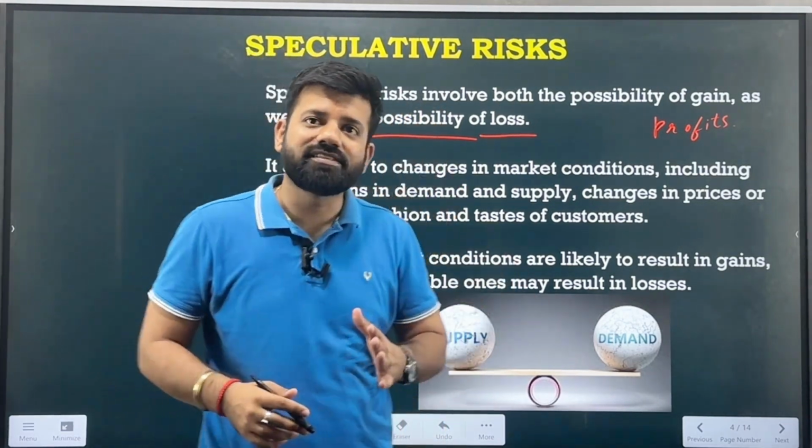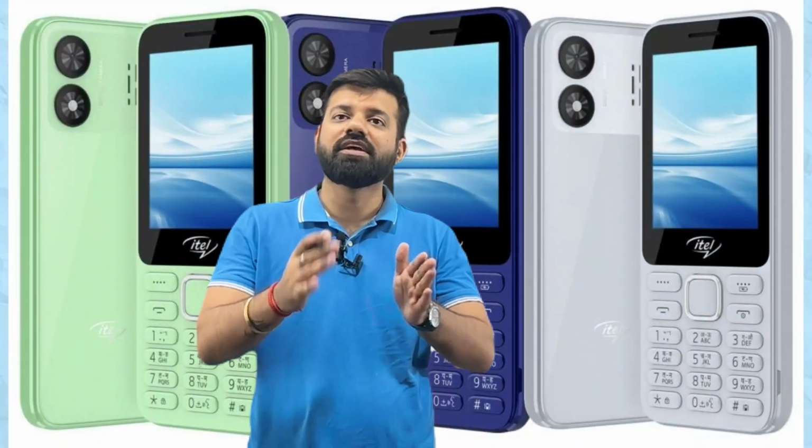Now, what are the reasons behind speculative risk? The first one is the change in the preference of the consumers. If I'm selling old keypad phones, which used to be a trend in the market, but now there is a change in technology and there are touchscreen phones, digital phones which are selling in the market. Consumers' taste changes with innovation, and they are preferring the new phones and replacing the old keypad phones which were a trend in the market. So this is known as speculative risk.